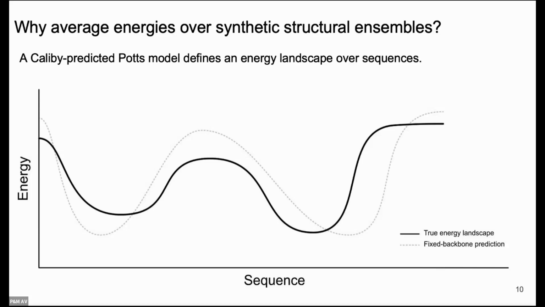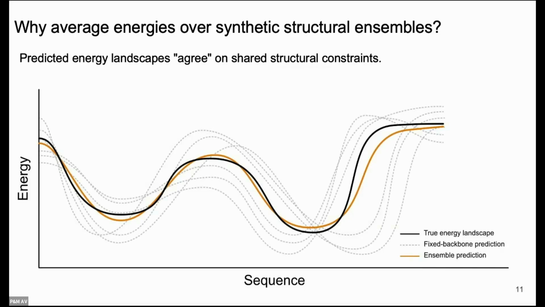Here you can see that even though the prediction's pretty good, the minimum of the prediction is not exactly where the true energy minimum is. But if you run Caliby on each of the structures in this ensemble, visualized in gray, you can see that you have predictions that have some variance, but the key point is that they tend to agree where the structural constraints of the ensemble are satisfied. So what we hope is that when you average these predictions together, visualized in orange, you would get a predicted energy landscape that much more closely matches the true energy landscape of your sequences.